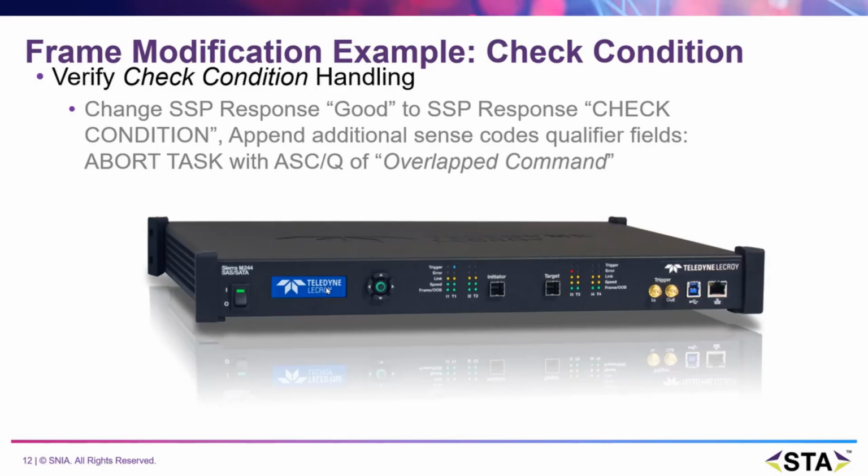In SCSI-based transports, it's important to verify how initiators respond to error conditions. One common method is to replace a normal SSP response, such as good, with a check condition status. This allows us to simulate fault scenarios and observe how the initiator reacts. The goal here is not to test specific sense codes yet, but to confirm that the system correctly transitions into error handling mode when a check condition is received. This sets the stage for more advanced fault injection techniques.